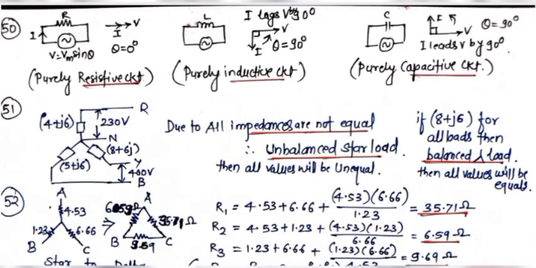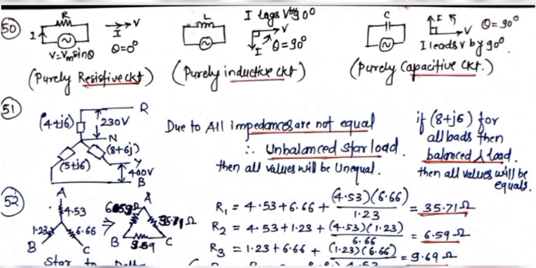These are the circuit diagrams and phasor diagrams for resistive circuit, purely inductive circuit and purely capacitive circuit. In resistive circuits, you can see voltage and current are in phase, and in purely inductive circuits, current is lagging behind by 90 degrees, and in purely capacitive circuits, current leads voltage by 90 degrees.